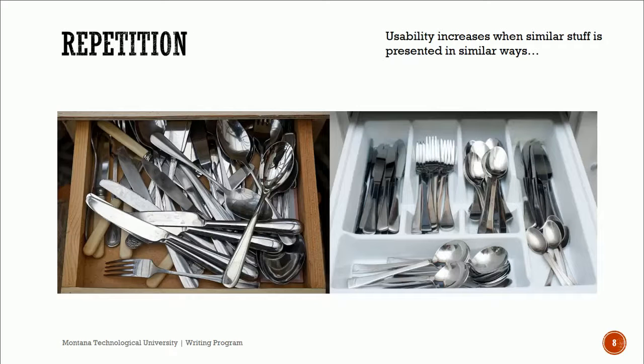Okay? Repetition. This principle states that usability of something increases when similar stuff is presented in similar ways. Think about a silverware drawer. The picture on the left shows a helter-skelter mix of just everything tossed in there. It is very hard to use this drawer if I want to find a fork. I have to reach in amongst all those knives and spoons and grab one. On the right-hand side, everything is nice, neat, organized into its proper bins, and I can grab the particular utensil that I want with ease and very quickly.